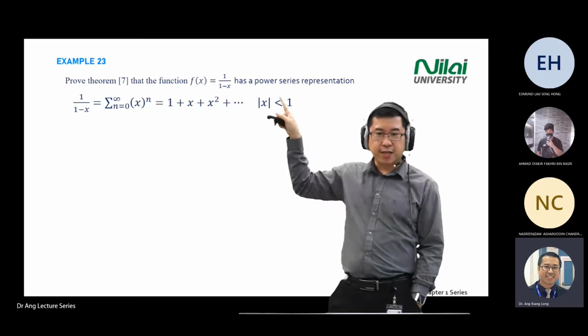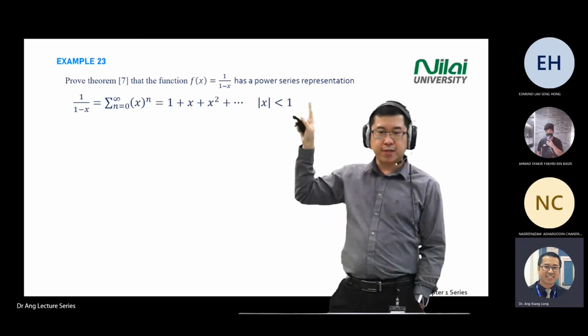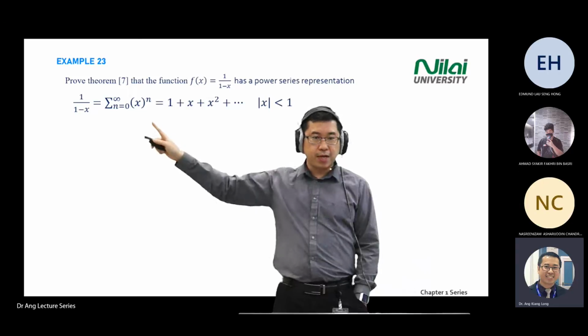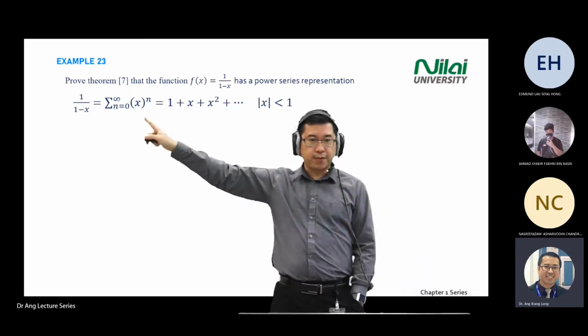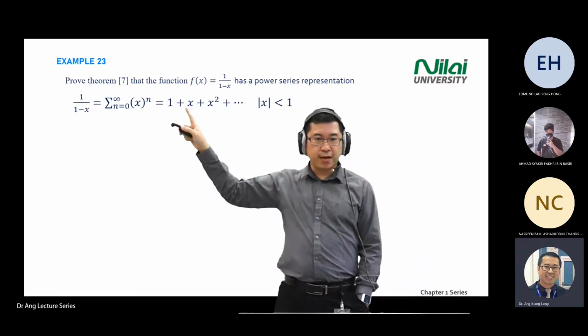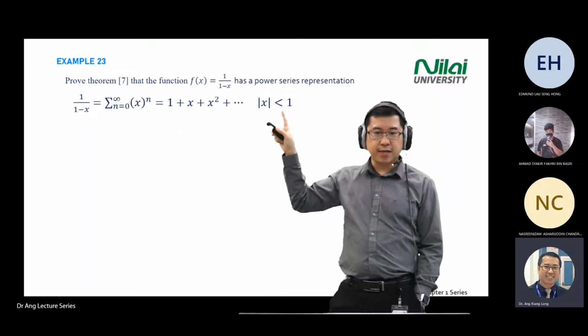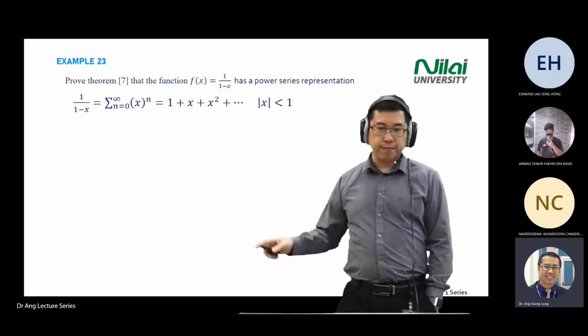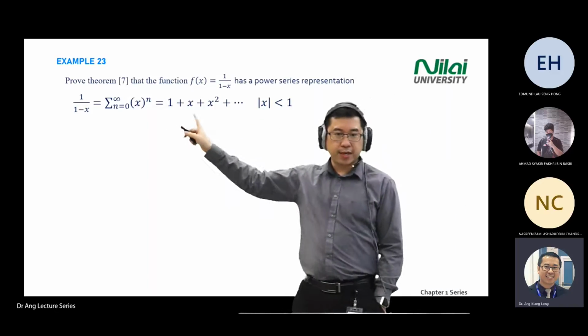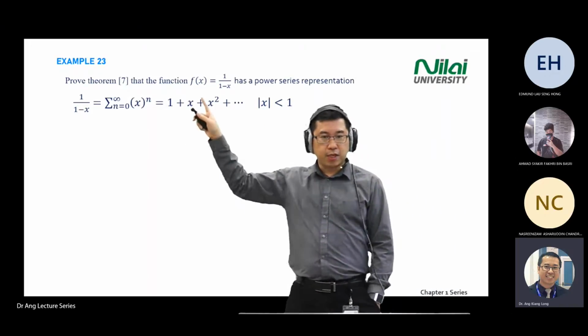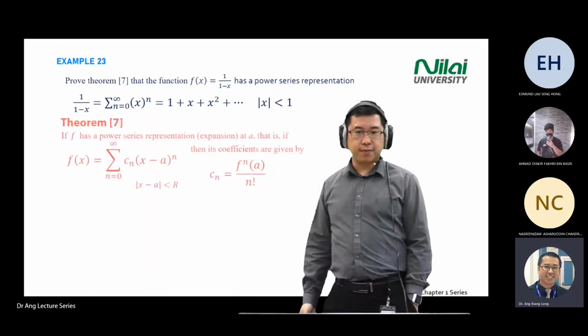Again, it meets the criteria. We call it power series. You always start with n equals 0. And you're given the general equation. The sum of x power n equals 1 plus x plus x squared and so on. The absolute value of x must be less than 1 to be convergent. So it gives you one statement here. You need to prove by using Theorem 7.